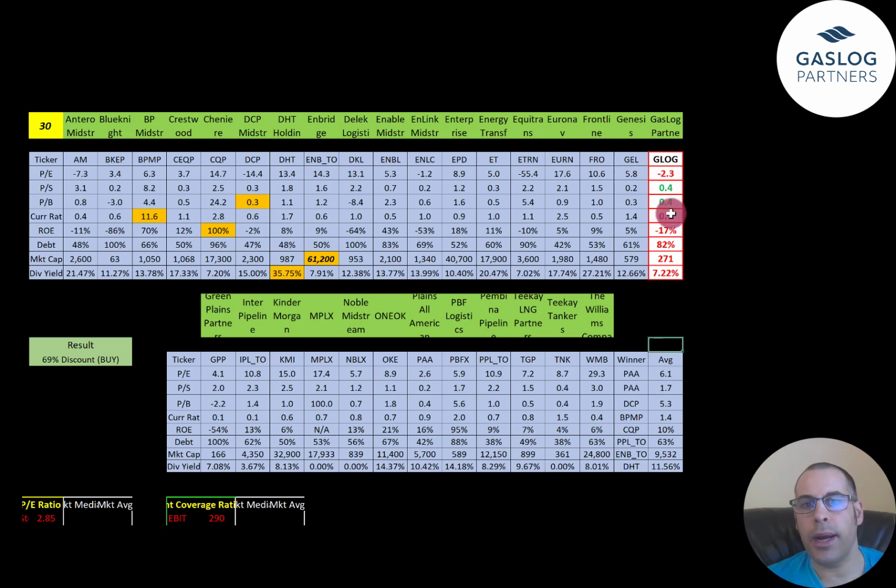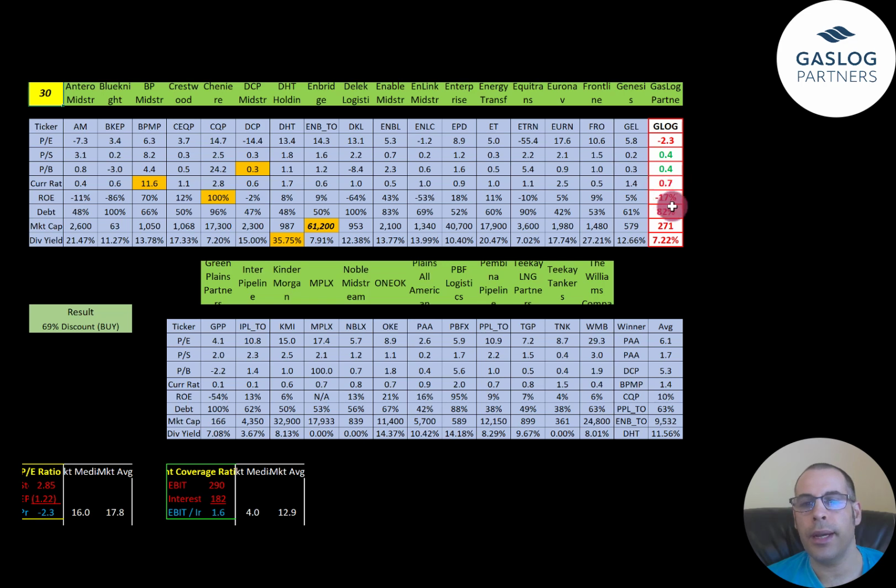They're doing much better than average in price to sales and price to book. They're struggling in current ratio, negative ROE. They're a bit higher in debt at 82%. Much smaller in market cap. They're one of the smallest companies in this list. And they pay a lower than average dividend yield.